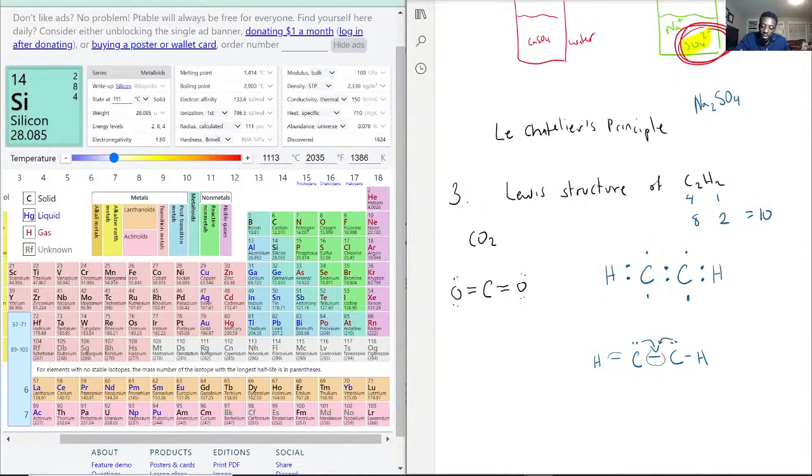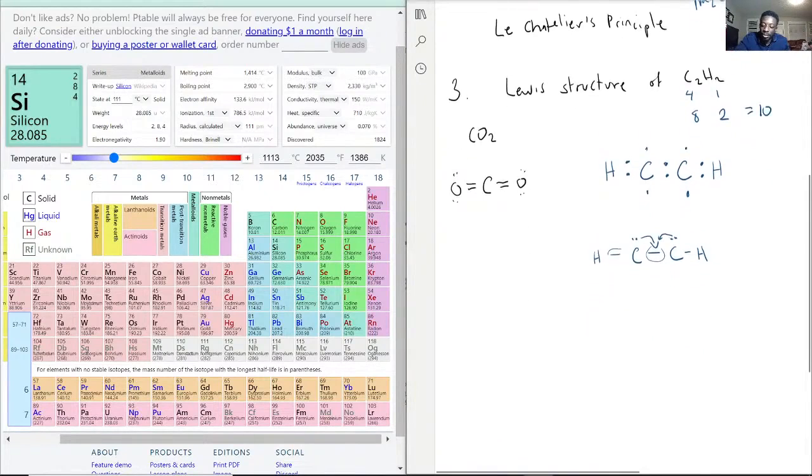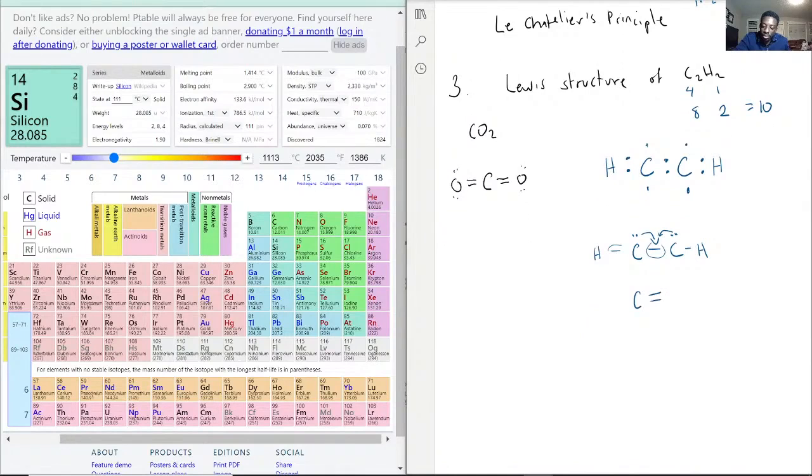And when we put both of them there, you end up with this, right? And now because it's sharing those bonds, you have 2, 4, 6, 8. So now this carbon is full, and same with the carbon on the other side. They're both full actually.